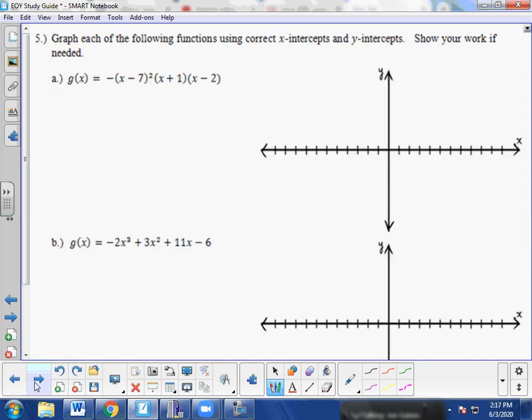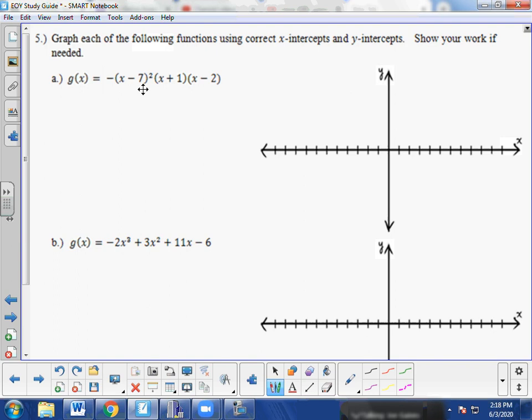Let's go ahead and take a look at problem number 5. That skill is actually going to be used partially in problem number 5 as we get down a little bit lower. In problem number 5, we need to graph the following functions using correct x and y intercepts and show our work if we're going to need to do some work. In problem 5a, there's not a lot of work to do. What we need to be able to find is the x and the y-intercepts.